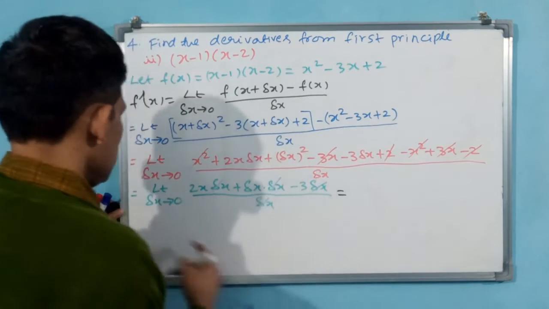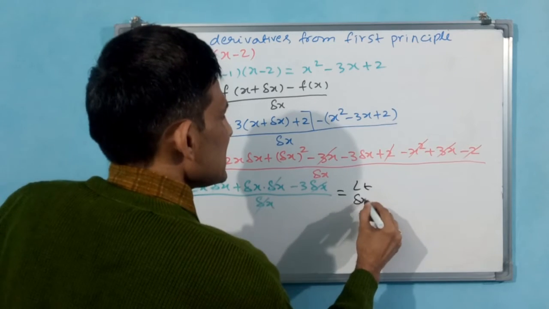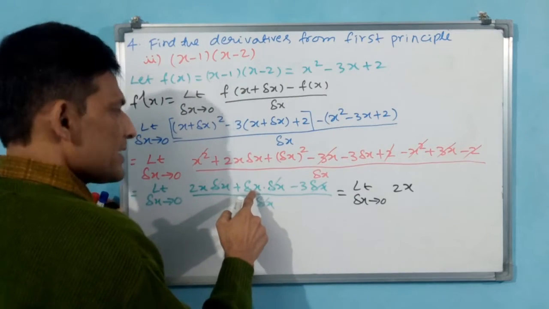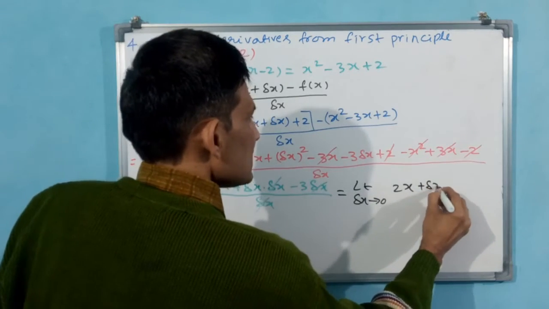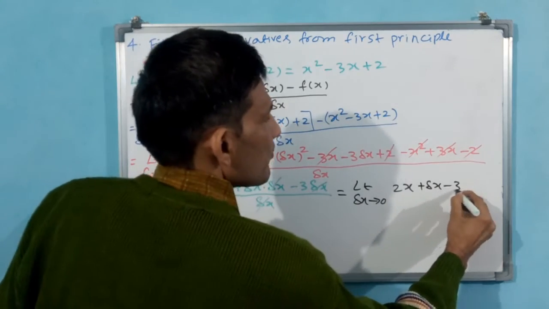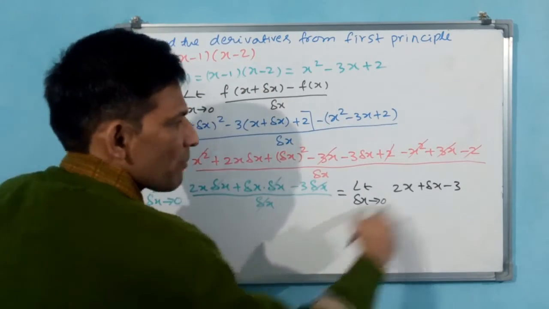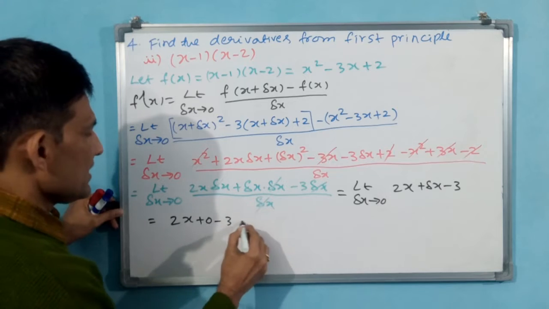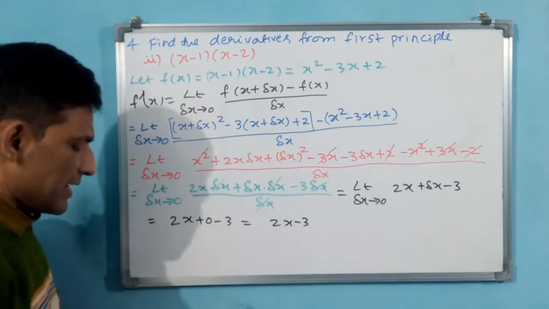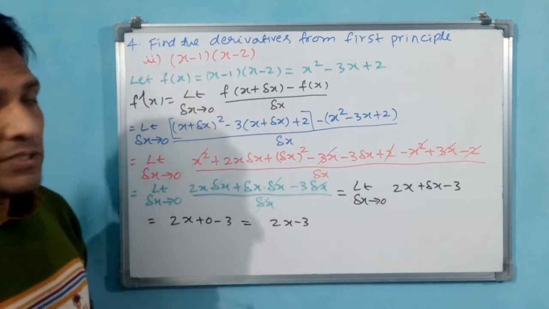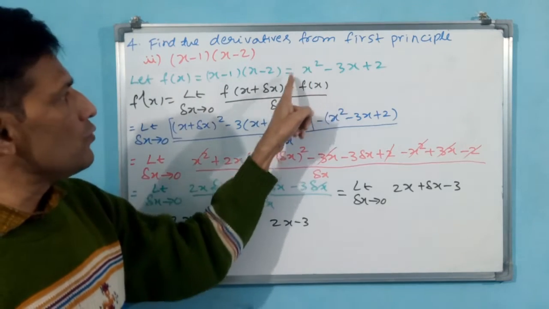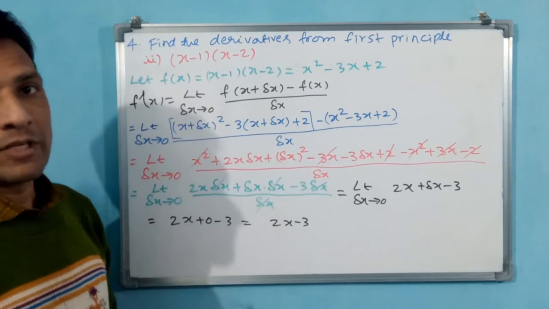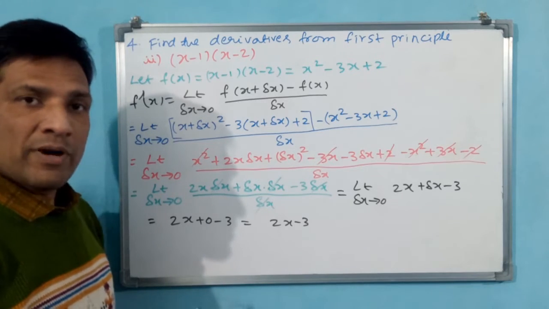That is equal to limit delta x tends to 0. Here only 2x will be there. Here delta x is there, 1 delta x plus delta x minus 3 will be there. Now you apply limit. If you apply limit, automatically what will become? 2x plus 0 minus 3. That is equal to 2x minus 3 will be your final answer. By seeing here you can tell 2x minus 3 will come. Delta x is going to become 0. 2x minus 3 only has come. This is the second part of your fourth question.